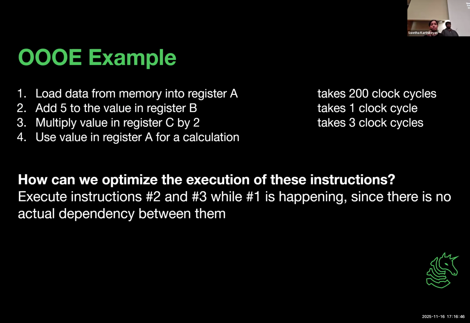So here's an example of out of order execution. Say we have these 4 instructions that the CPU needs to execute. We can see that the first instruction is going to take 200 clock cycles to execute. So we don't want to do that first because we want to optimize performance, right? Instruction 2 doesn't really have a dependency on instruction 1 because we're just adding a value to register B and instruction 1 only deals with register A. So we can execute instructions 2 and 3 while instruction 1 is happening, since there's no actual dependency between them.